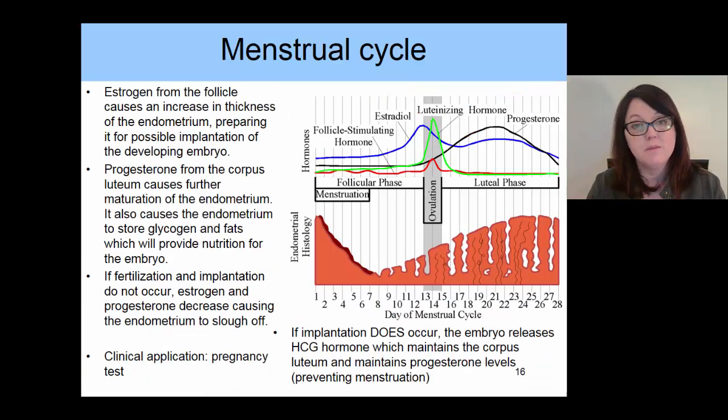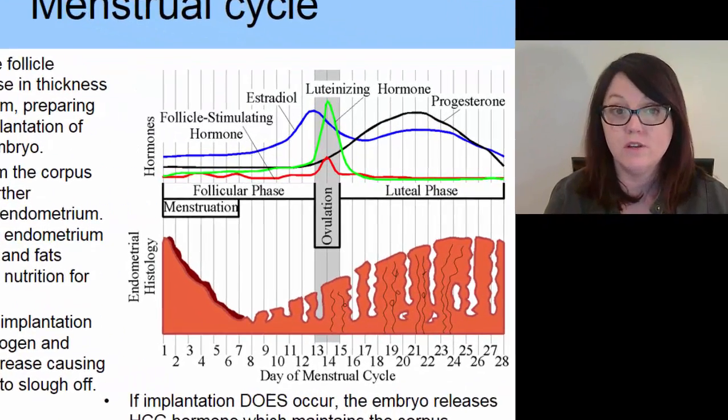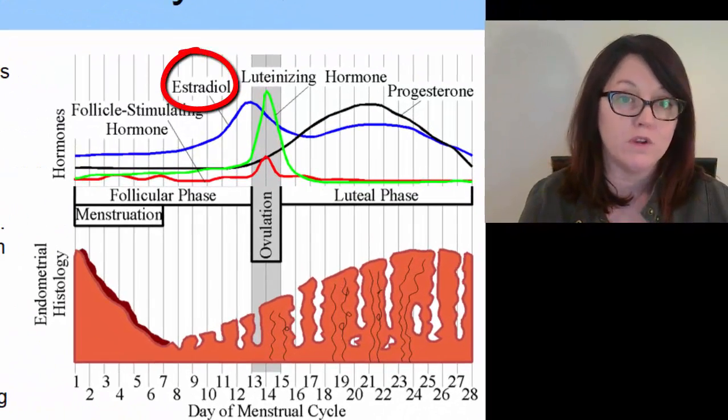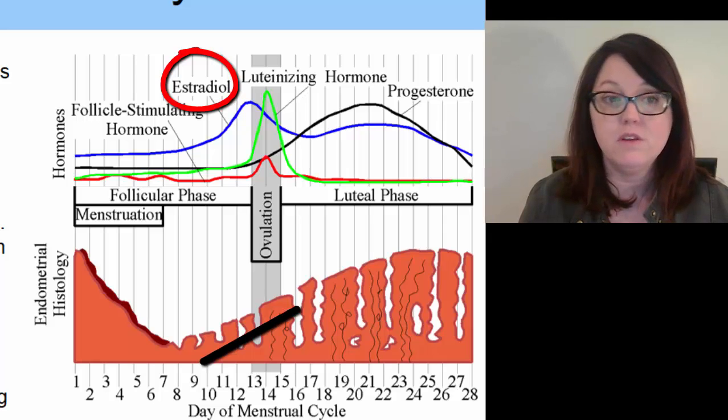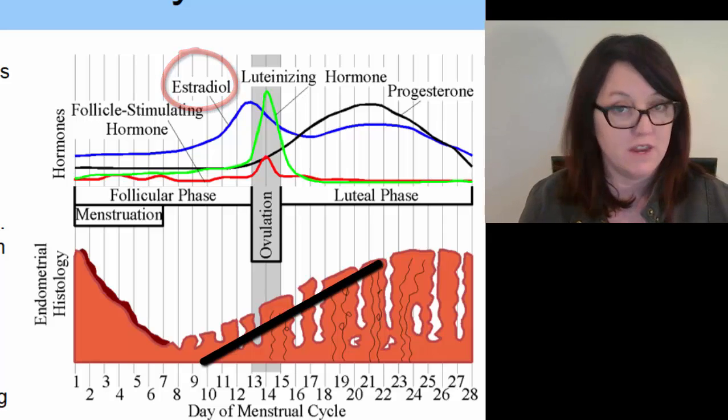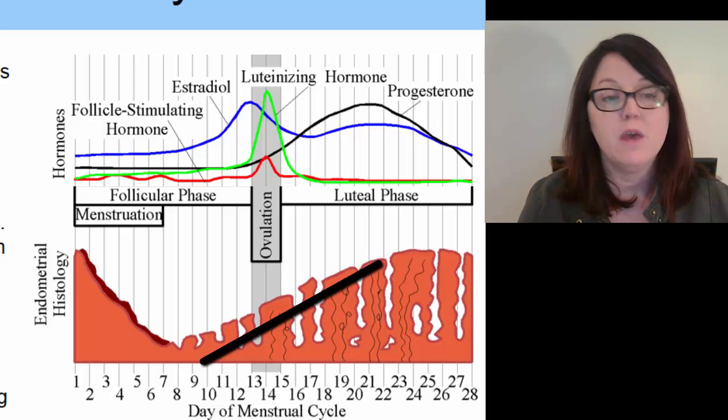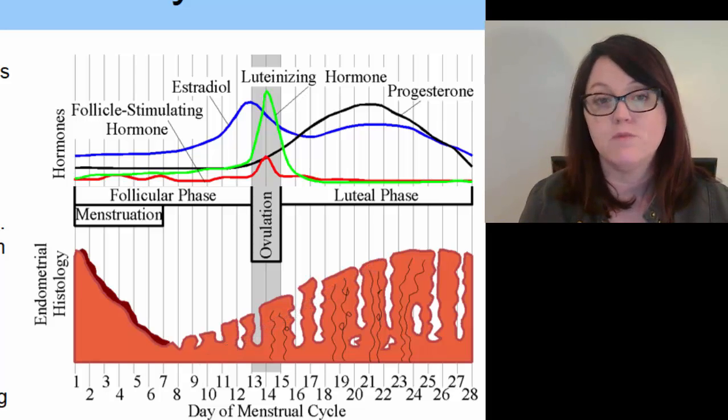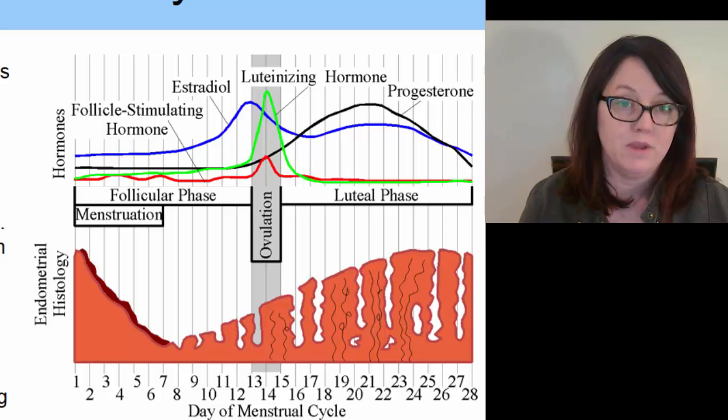Occurring at the same time is the menstrual or uterine cycle. The menstrual or uterine cycle looks at the changes occurring in the uterus during the female cycle. So it's the hormones coming out of the ovaries that are having a big impact on the uterus. Estrogen from the follicle of the ovary causes an increase in the thickness of the endometrium, the internal lining of the uterus, basically preparing the endometrium for the implantation of a developing embryo.